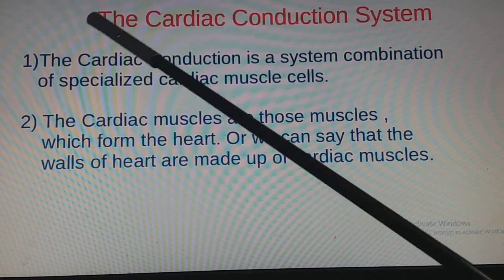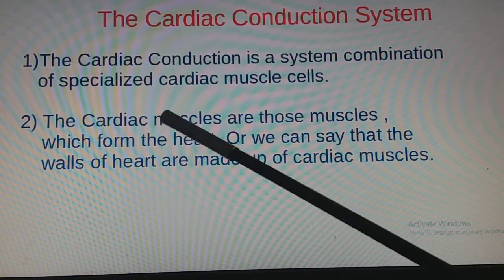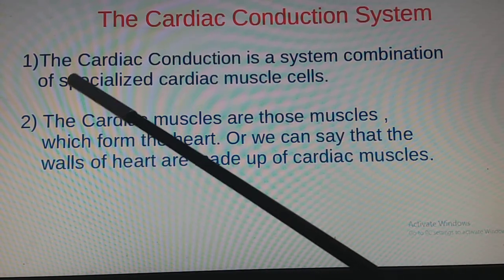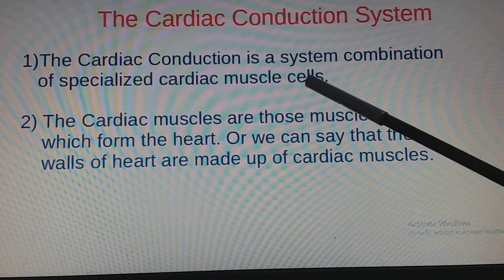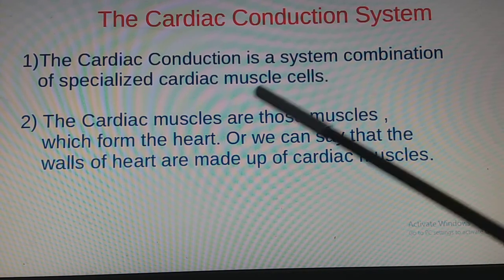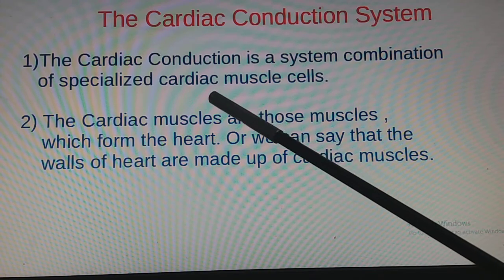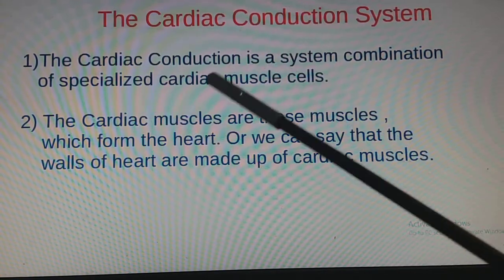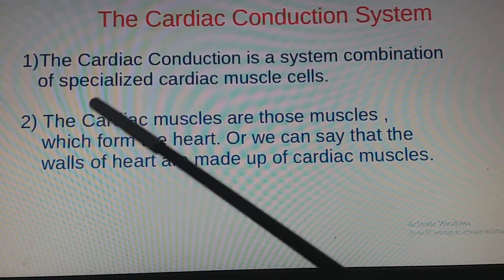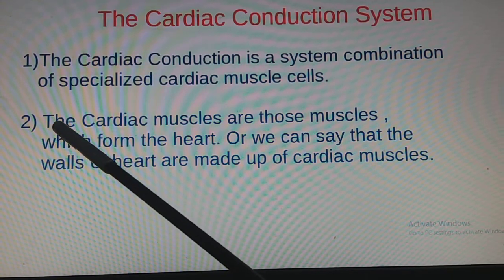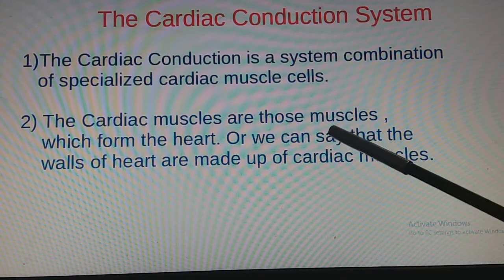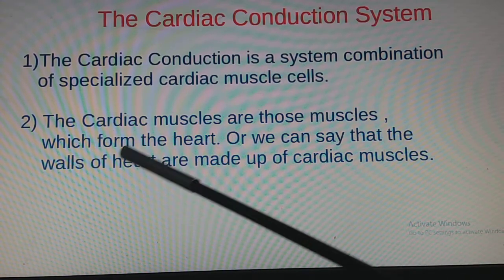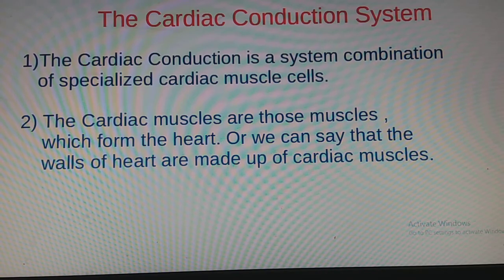Moving forward, the cardiac conduction system is a combination of specialized cardiac muscle cells. We already discussed that the sinoatrial node, AV node, Purkinje fibers, bundle of His, all these are muscle clusters which are specialized cardiac muscle cells. Specialized cardiac muscles means those which can initiate an electrical impulse, carry it forward, and do the functioning on their own. Now, recalling, cardiac muscles are those muscles which form the heart, or we can say that the wall of the heart is made up of cardiac muscles.